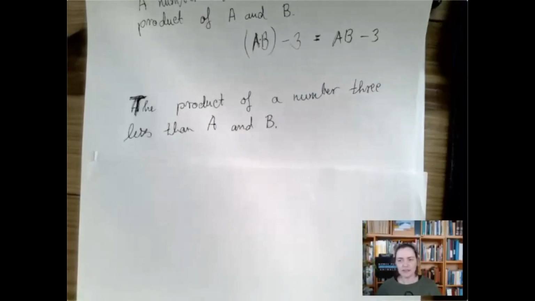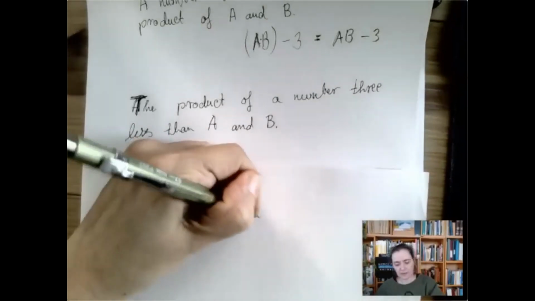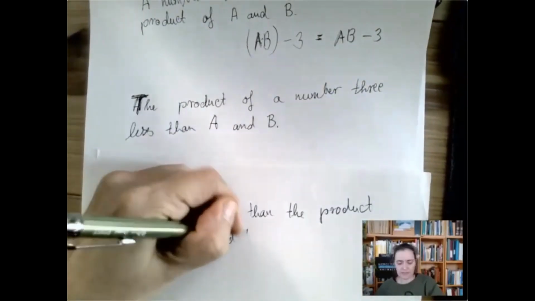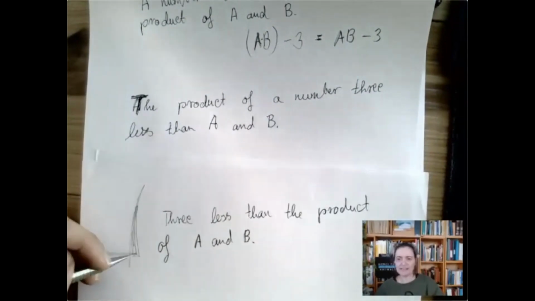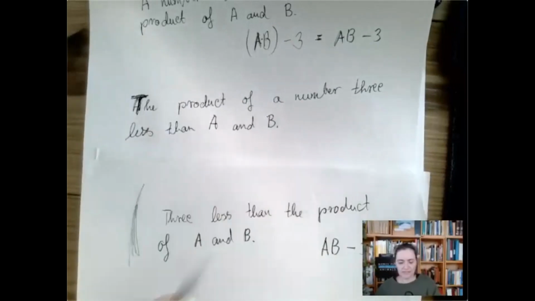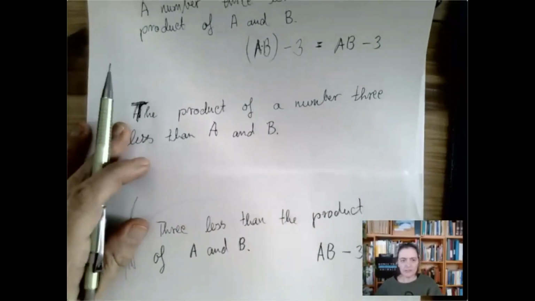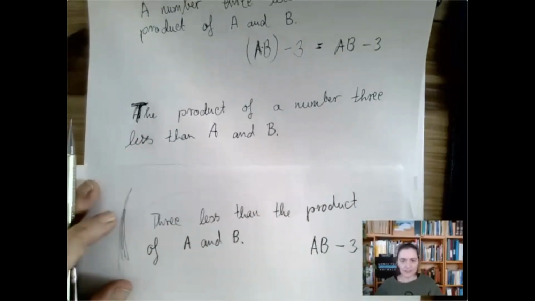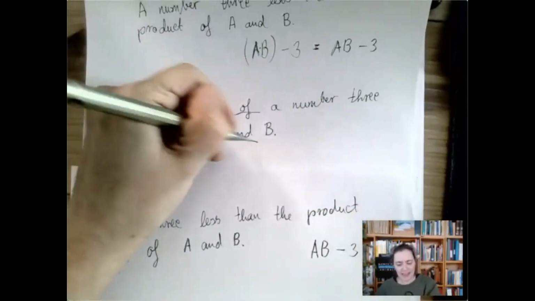So let me translate what you guys sent in. I see something like 3 less than the product of A and B. What is this that I just wrote here? 3 less than the product of A and B. That's AB minus 3, right? 3 less than what? Well, the product of A and B. That's not what's going on here. It's very, very structural. It's almost mathematical. The product of and.